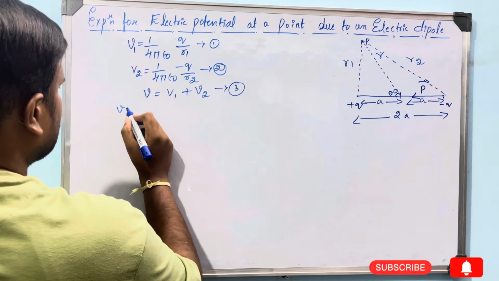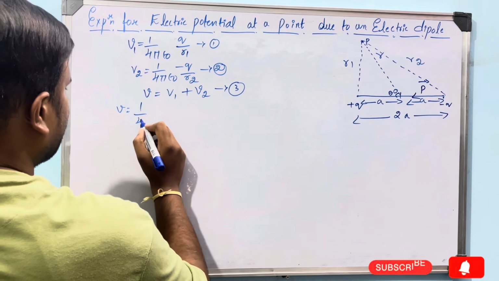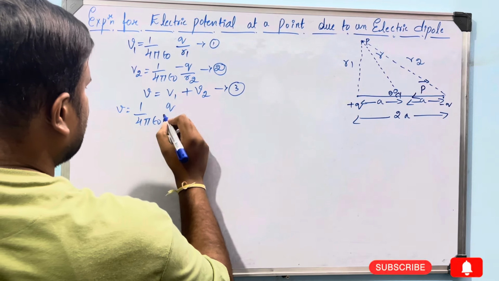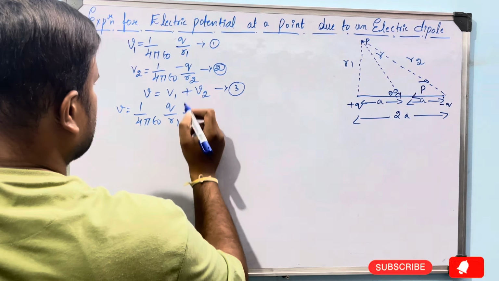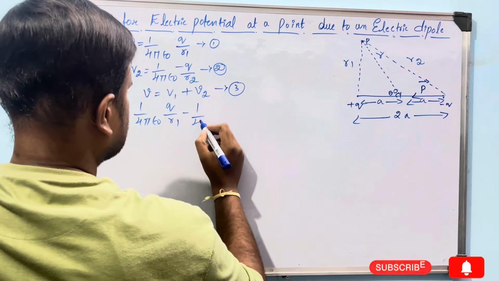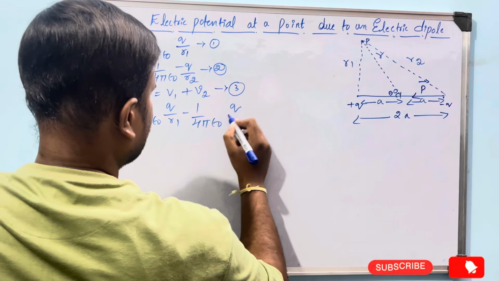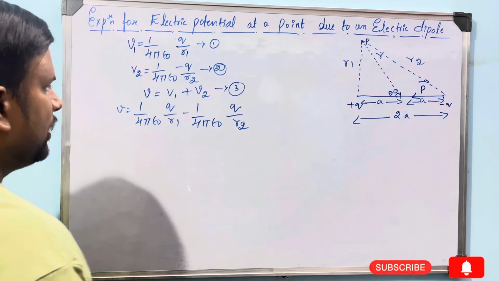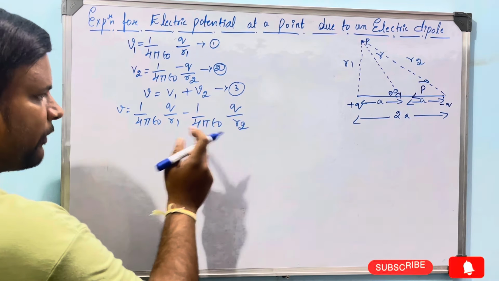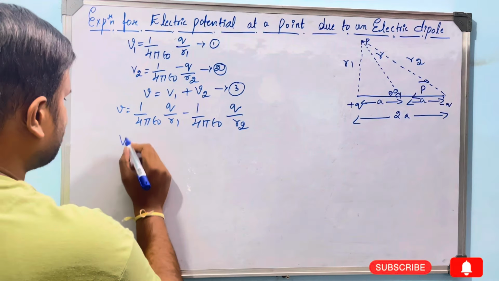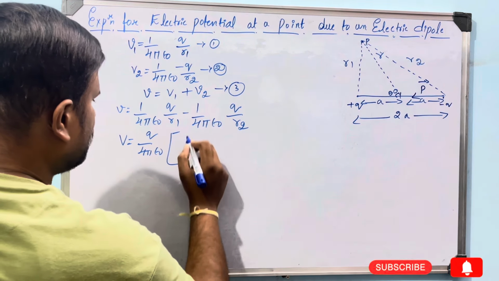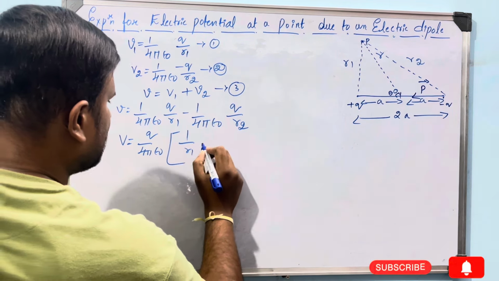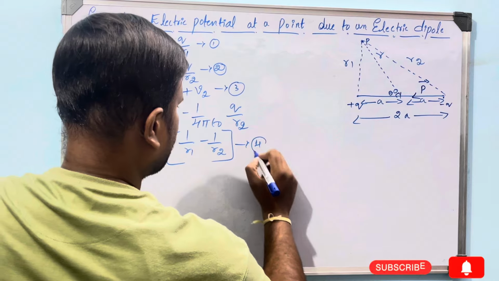So V becomes V1, 1 by 4 pi epsilon naught q divided by r1, plus V2. V2 is, I will write the minus sign here, minus 1 by 4 pi epsilon naught q divided by r2. From these, q by 4 pi epsilon naught is common, so take it outside. V is equal to q divided by 4 pi epsilon naught into (1 divided by r1 minus 1 divided by r2). Call this equation 4.